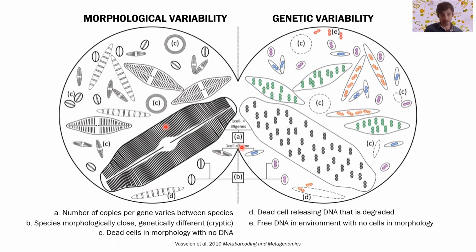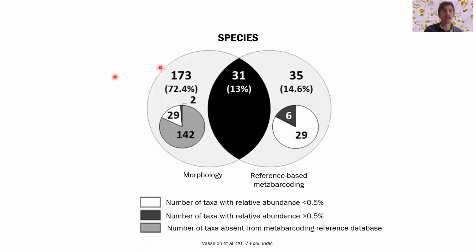You can also have species that are morphologically close, and in morphology counts you would call them the same thing, but genetically you would call them different things because there's cryptic genetic diversity there. You can also have dead cells that are in morphology that you count as part of your assessment, but no DNA for those dead cells. Likewise, you can have extracellular DNA that's not associated with a diatom frustule in morphology. So there are morphological and genetic differences in what we're measuring, and that in turn affects the species composition as well as the final assessment that we measure.